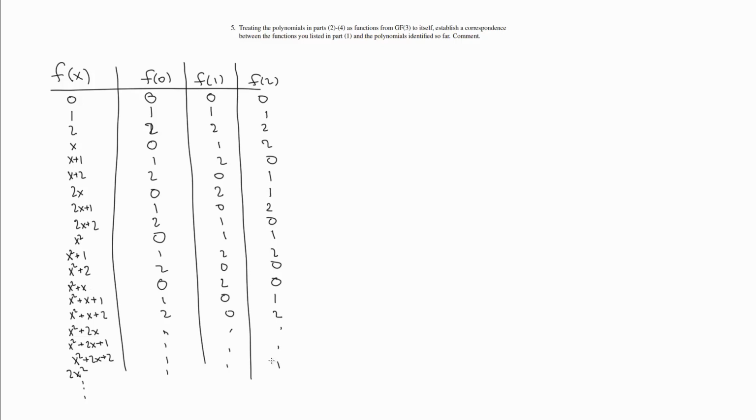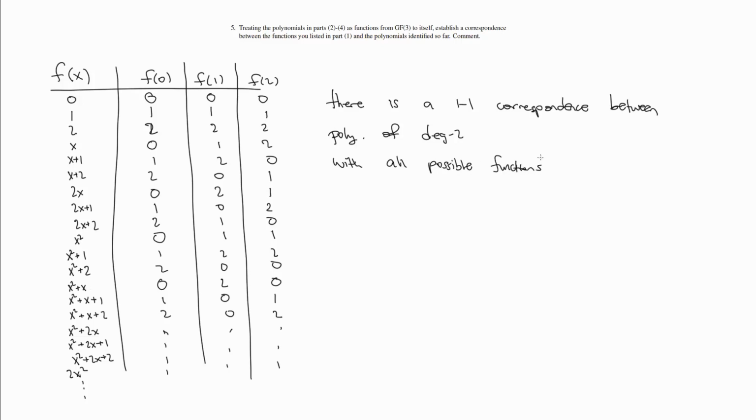What we should find is that each polynomial corresponds to a unique function. So therefore, there is a one-to-one correspondence between polynomials of degree 2 with all possible functions from GF3 to itself.